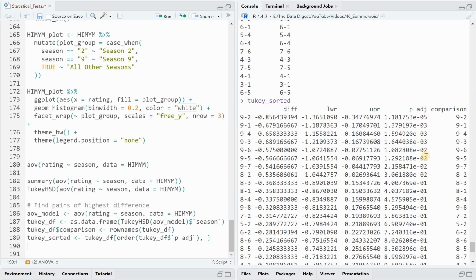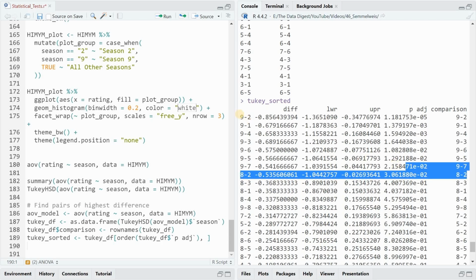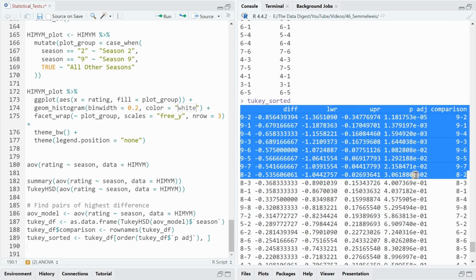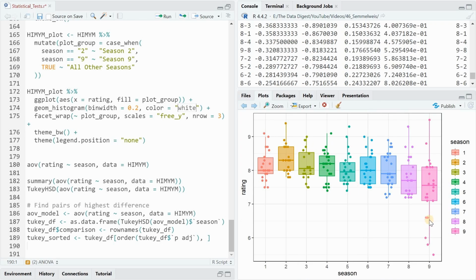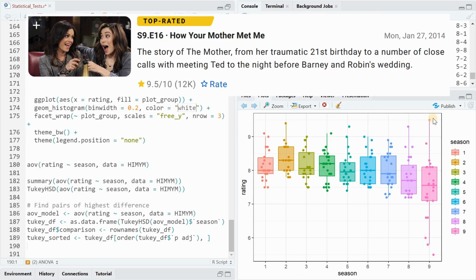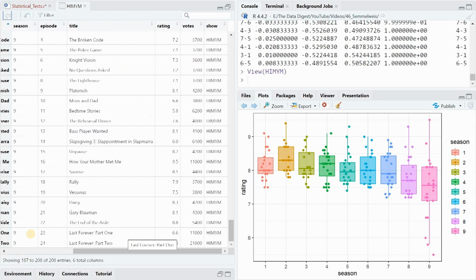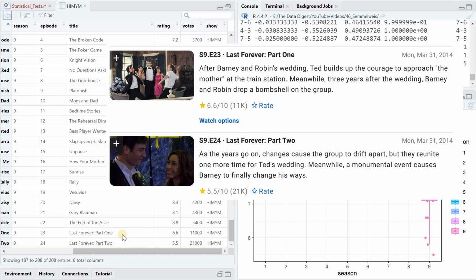And here we have them sorted by increasing p-value, and only the first 8 rows are significant. This is 0.03 and this is 0.4. So season 9 compared to all other seasons is significantly worse, and then season 2 is also better than season 8. But the main effect comes from season 9 being the worst, which is interesting because season 9 had some of the worst rated episodes, but also overall the best rated one. And here you can see that the last 2 episodes were actually part 1 and 2, very low rated.